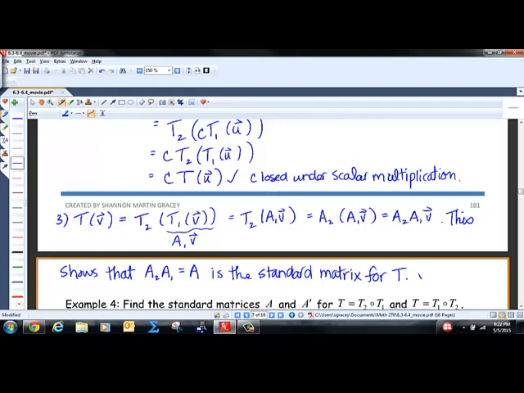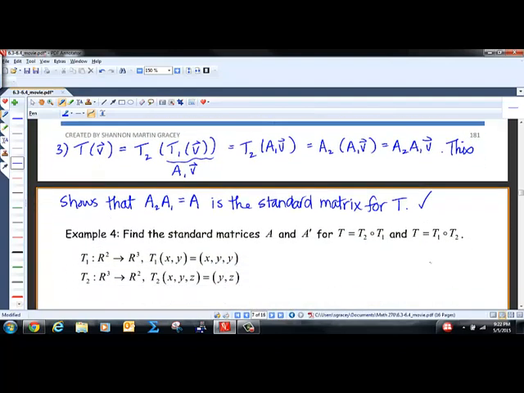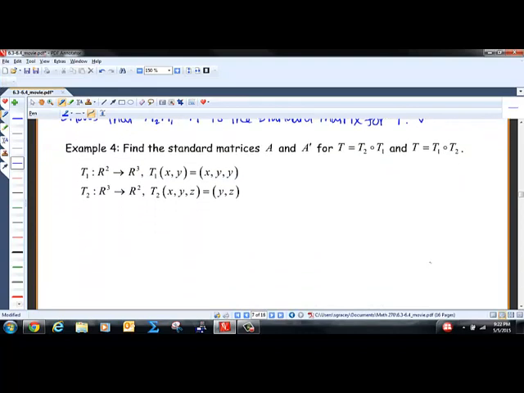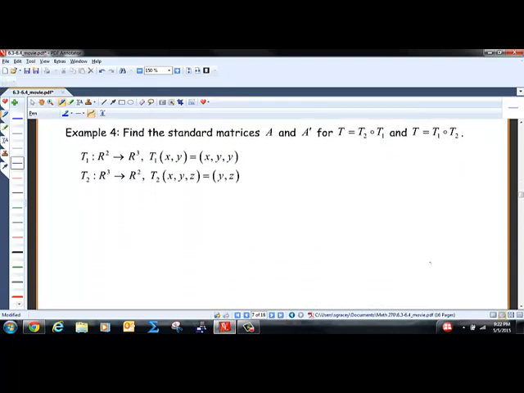And that's all we had to show. All right, so we're all done with that proof. So now let's check out a problem. Okay, so example 4, we need to find the standard matrices A and A prime for these two compositions. So let's check it out.